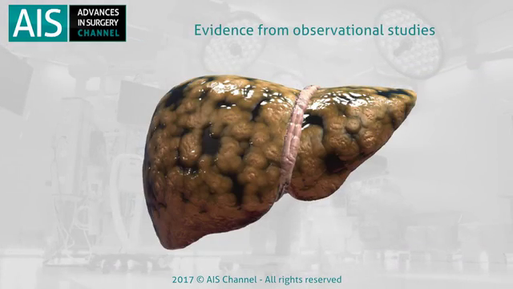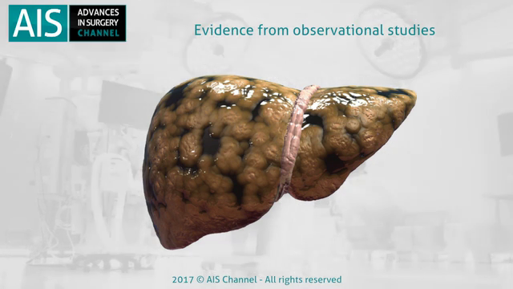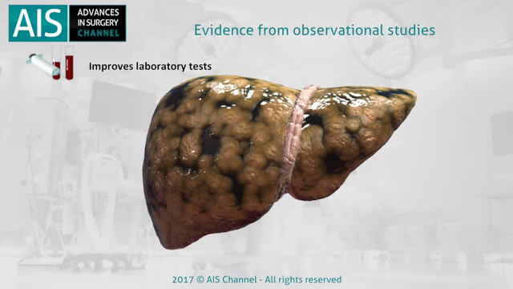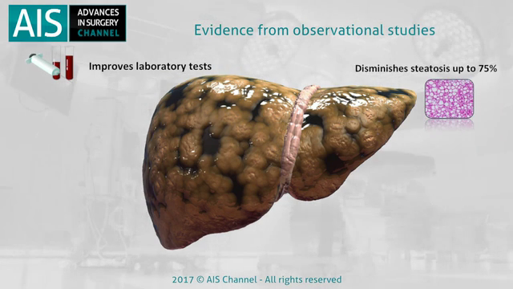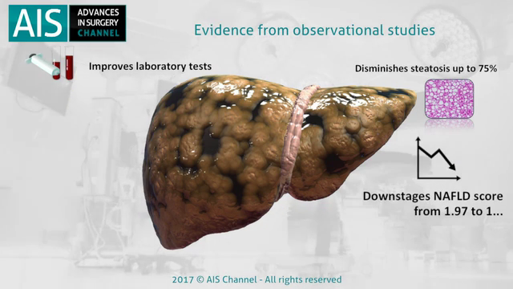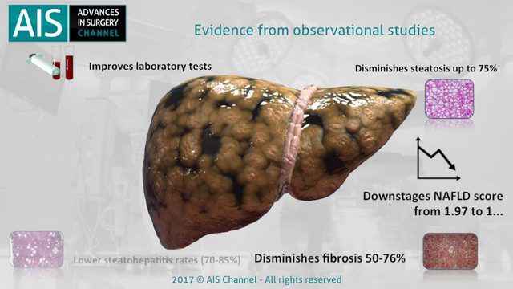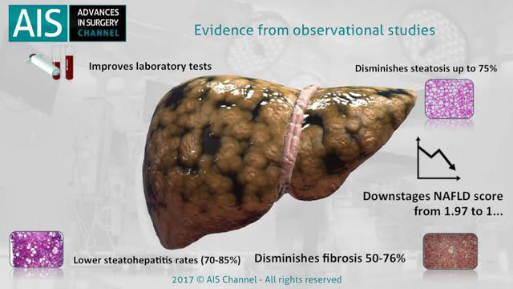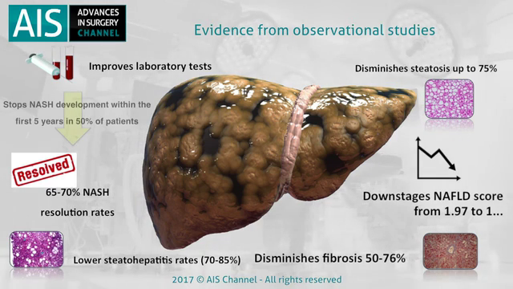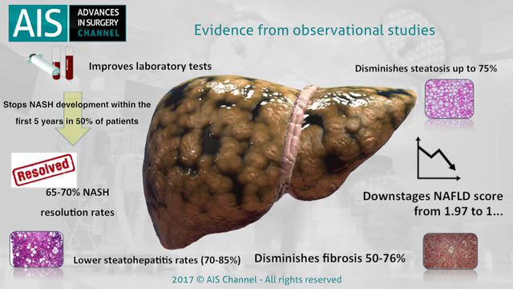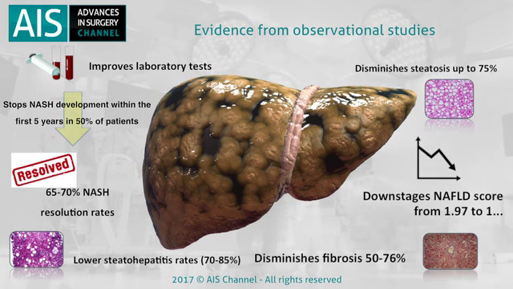To date, the beneficial effects of bariatric surgery on fatty liver disease have been assessed mainly by observational studies, in which clear laboratory data improvement has been observed, as well as a 75% decrease in the steatosis rate, a downstaging of the NAFLD score from 1.9 to 1, and a decreased fibrosis rate by about 65 to 70%, with a 65% NASH resolution rate. Also, it is thought that BS can stop the development of NASH in up to 50% of patients if it is performed during the first 5 years.